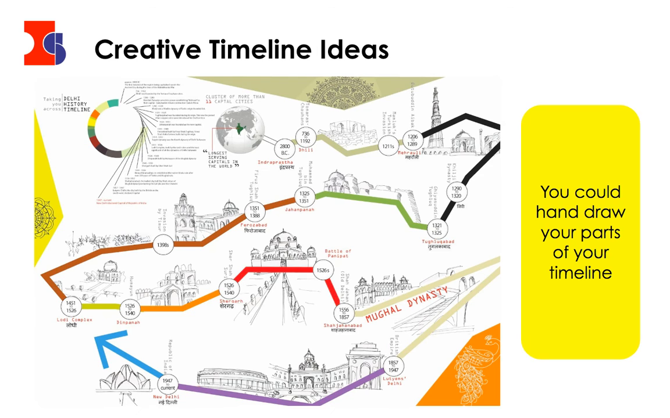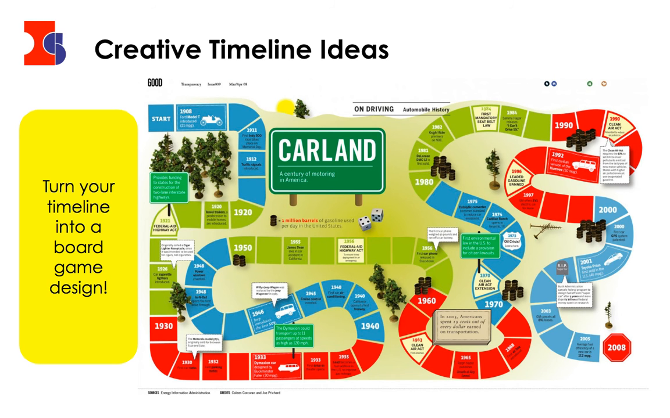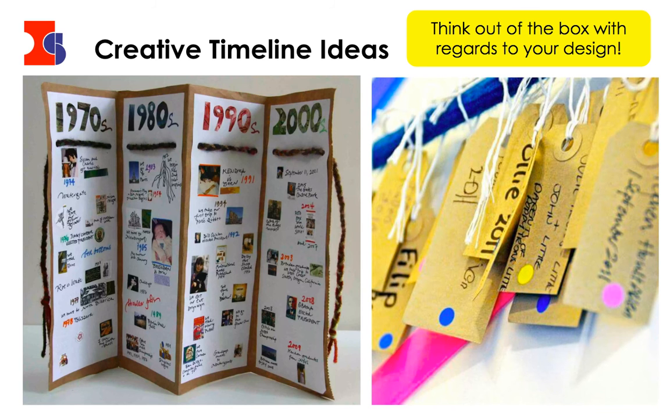Here are a few ideas of ways that people have been creative with their timelines, okay? You could hand draw and sketch certain elements, certain events that took place. You could create a board game out of your ideas. Think about really coming out of the box. Use materials that you can find.